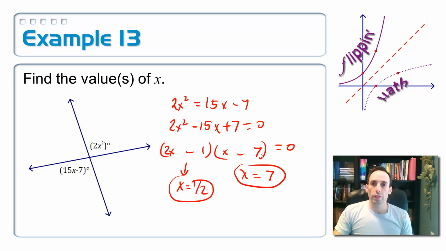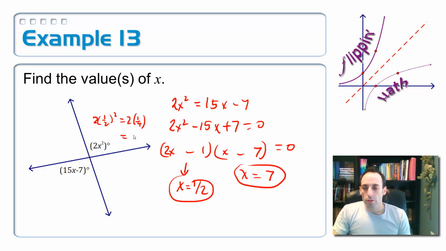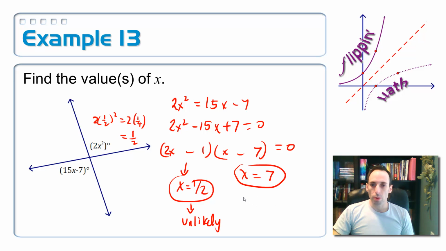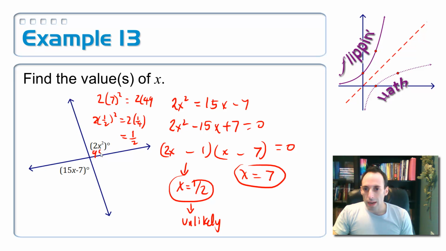So technically both of these answers would work, but one of them kind of doesn't make a whole bunch of sense. For example, if I stick in this 1/2 here, 2 times a half squared is 2 times 1/4, which is 1/2. Do you think that angle is a half a degree? I don't think so. So I'm going to say this one is unlikely. And the x equals 7 is the one that makes probably a little bit more sense, because that would be 2 times 7 squared, which is 2 times 49, which would be 98 degrees. 98 degrees, that's hot.